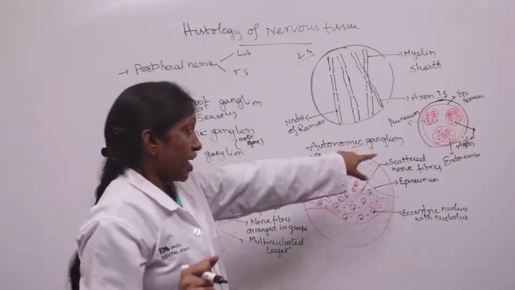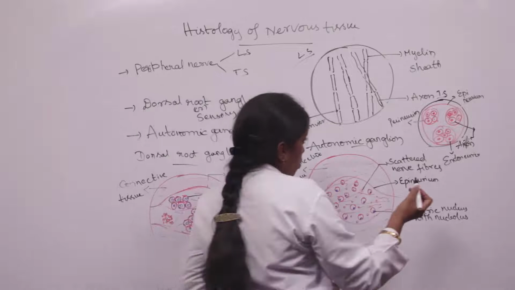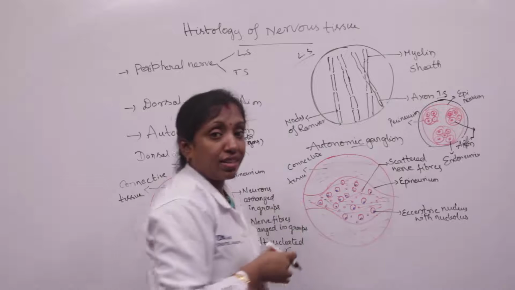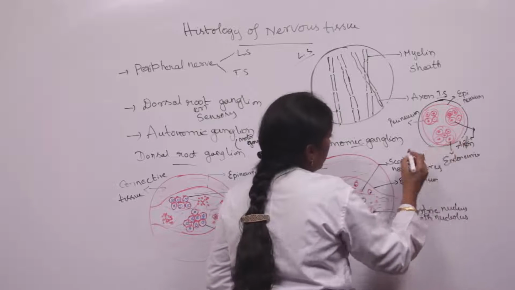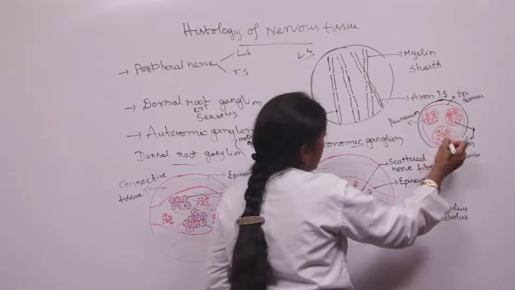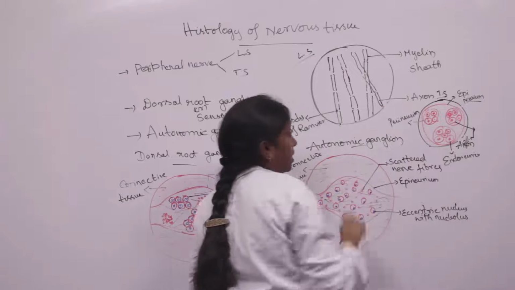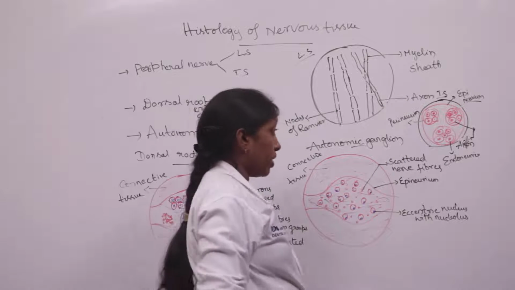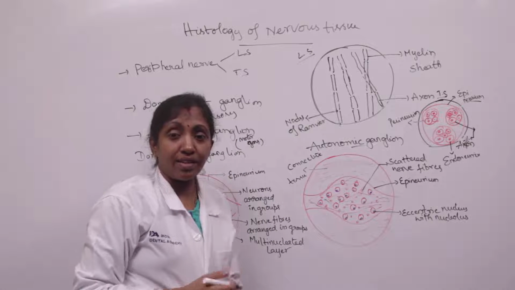So in the hematoxylin and eosin staining here, we will see only axons. Usually the axons are surrounded by a myelin sheath, but we can't see the myelin sheath here. But we can see the connective tissue surrounding each nerve fiber, that is the endoneurium, and the groups of nerve fibers are surrounded by connective tissue, that is the perineurium, and the entire nerve is surrounded by a layer of connective tissue, that is the epineurium. So that's about the peripheral nerve longitudinal section as well as the transverse section.